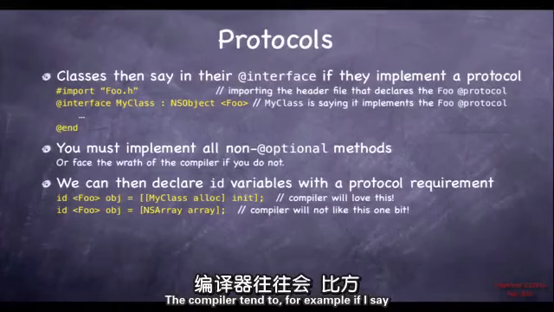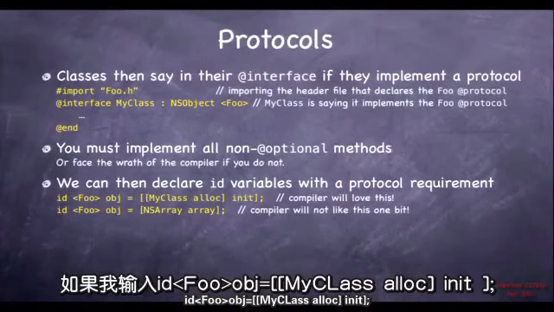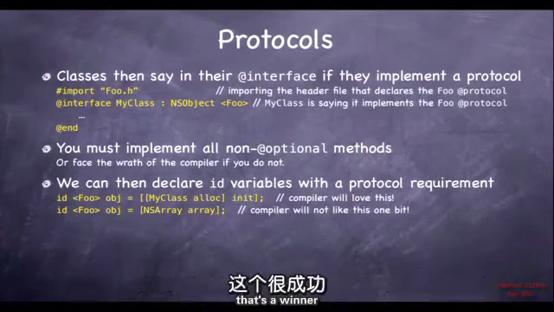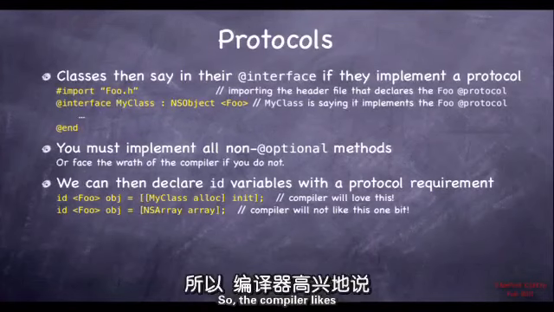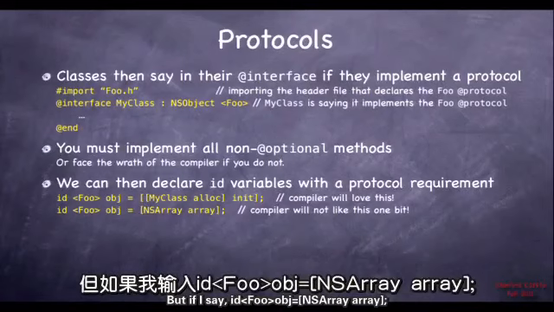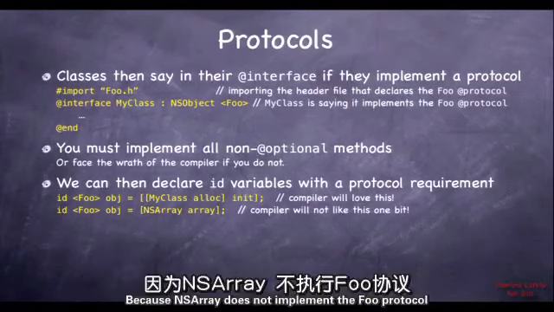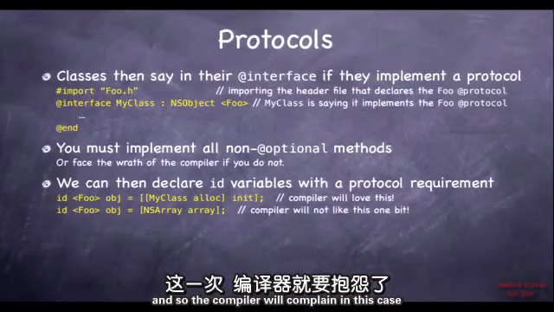So, for example, if I say id<Foo> obj = [[MyClass alloc] init], that's a winner, because look at MyClass up above. It implements Foo. So the compiler's like, yeah, okay, that's good. But if I say id<Foo> obj = an NSArray, that's bad, because NSArray does not implement the Foo protocol, and so the compiler will complain in this case.